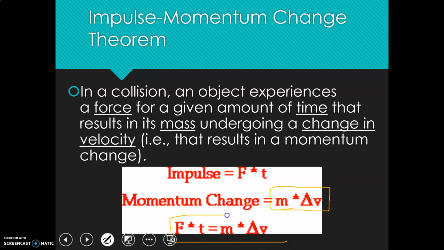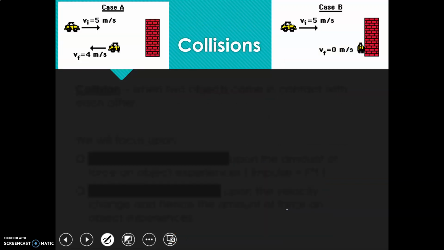So if the last slide didn't make sense, just know that impulse is the change in momentum. To find impulse, we have force times time. And to find the change in momentum, we have mass times the change in velocity. And all we do is just set them equal to each other, because impulse and the change in momentum are the same thing. We're saying the same thing here.